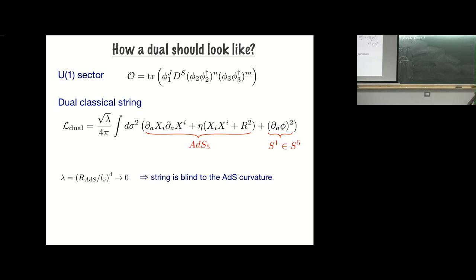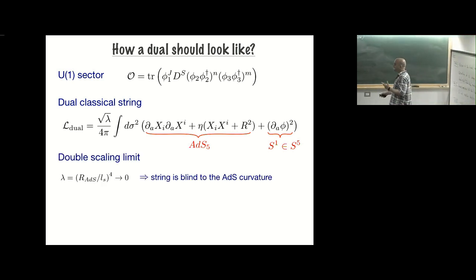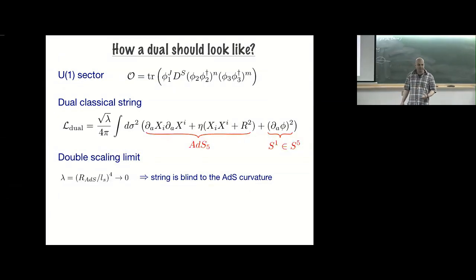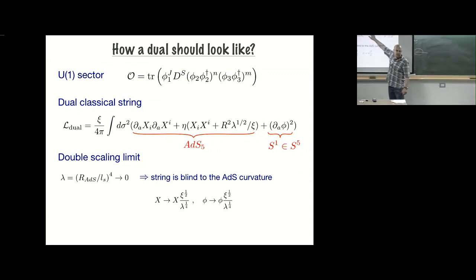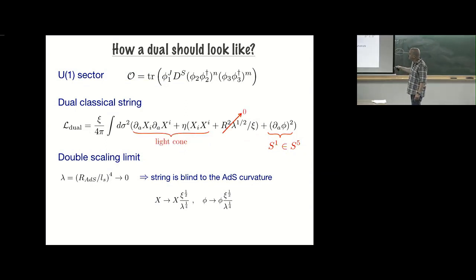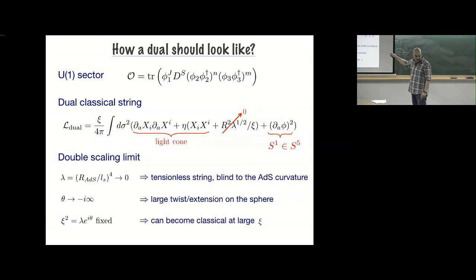Now, what happens when you take the fishnet limit? We take the original 't Hooft coupling, which is basically the radius of AdS in units of string scale, to zero, so the string becomes tensionless. But at the same time, we take the twist to infinity. What I want to claim is that in this limit, the string will not see the radius of AdS anymore, because the radius of AdS becomes zero in units of string scale. One simple way to see it is to rescale the parameter, and now when we send lambda to zero, you see that scale drops out.